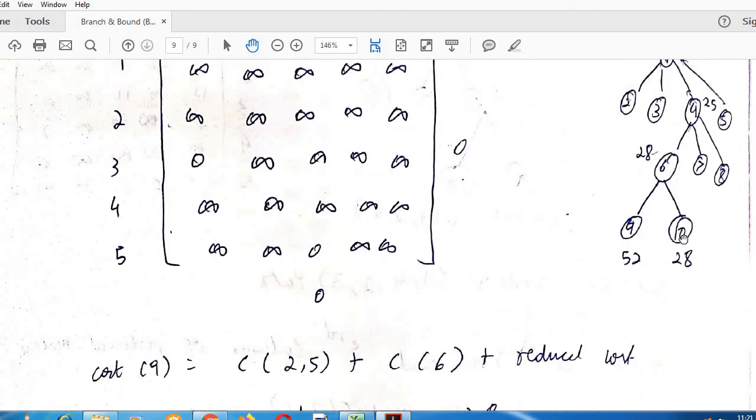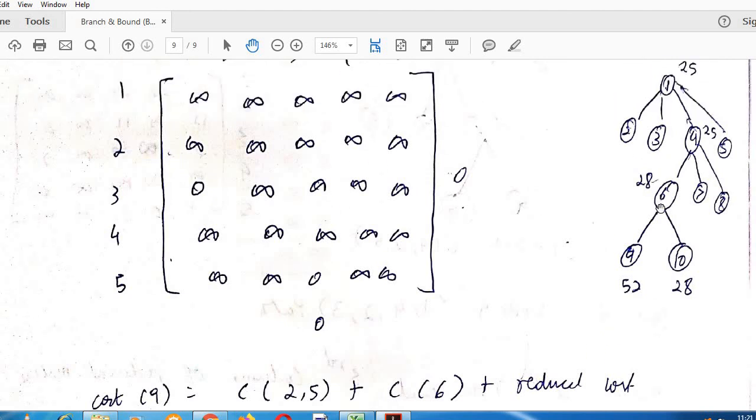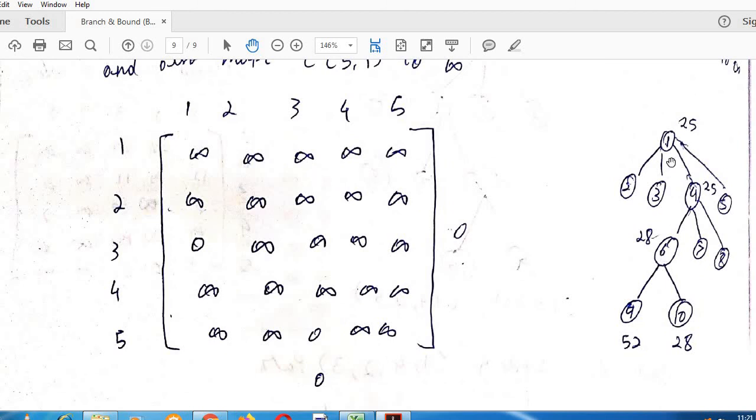Once I have reached here, I will find the cost of node 10. In this case there are only two options available, to traverse from node 6. Node 6 is nothing but node 2, so the paths are node 1 to 4, 4 to 2, 2 to 3, and then from 1 to 4, 4 to 2, 2 to 5.